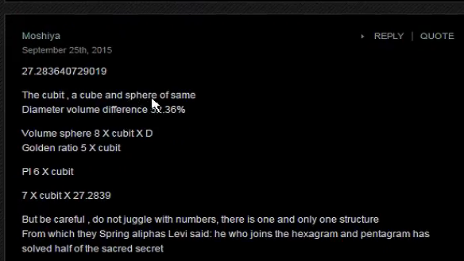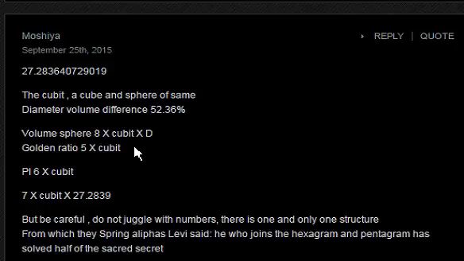The cubit, a cube and sphere of same diameter, volume difference. Volume sphere 8 times cubit. But be careful, do not judge with numbers. There is one and only one structure from which they spring. Eliphas Levi said, "He who joins the hexagram and pentagram has solved half of the sacred secret."